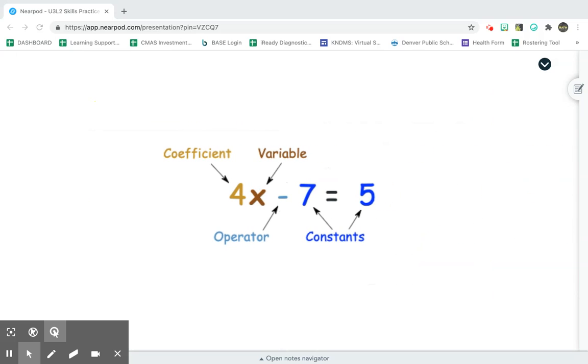So real quick, just to give you a preview of what this will look like. This is an expression here that's actually an equation because it has an equal sign, but we'll be doing something very similar to this. And we will identify the coefficient, the variable, the operator, and the constants if they are in the expression. So this is what you will be doing in our independent practice for today and in our lesson today.